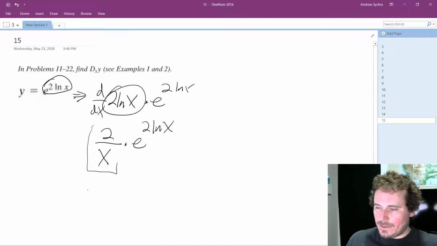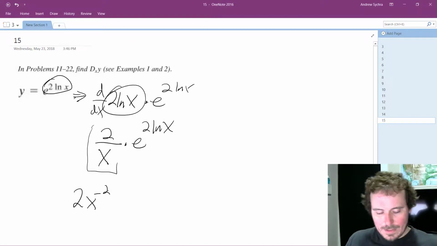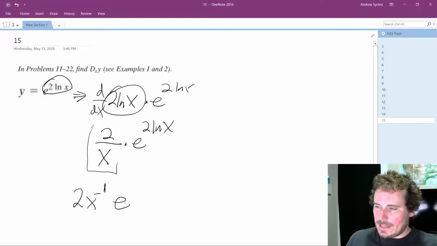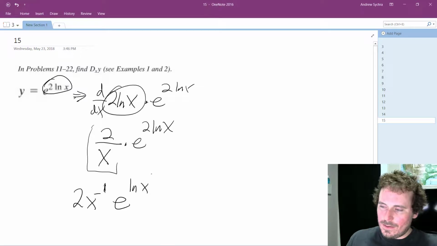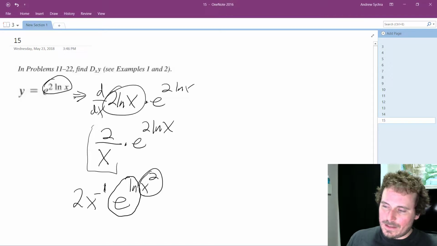We can actually rewrite this as 2 times x raised to the negative 1, and then e raised to the natural log of x, where we can move the 2 and make this x squared. And if you notice right here, these cancel each other out, so we drop the exponent here, and we're left with x squared.